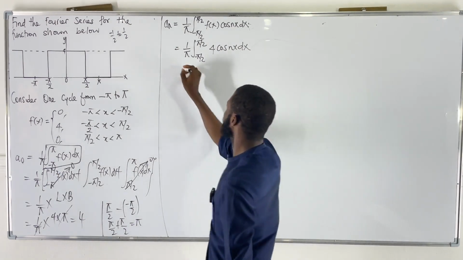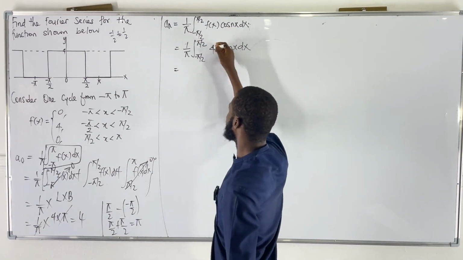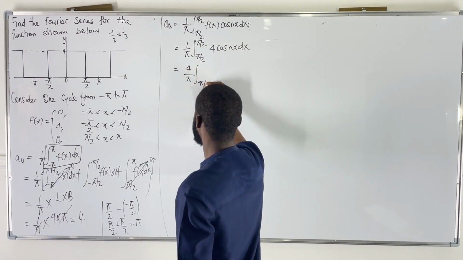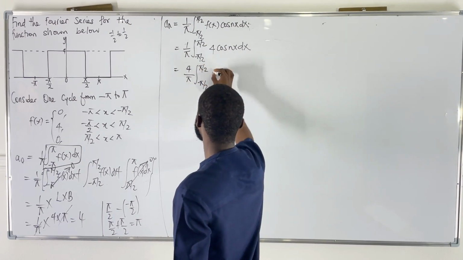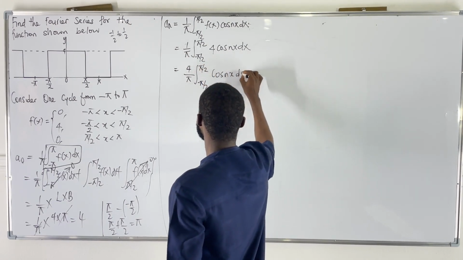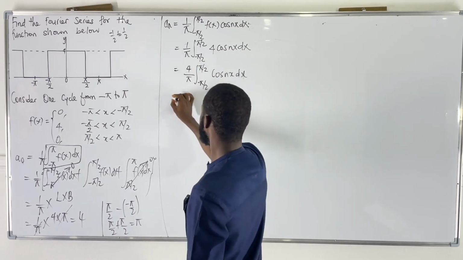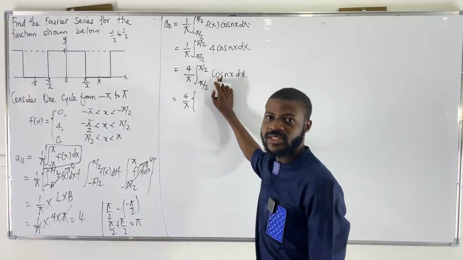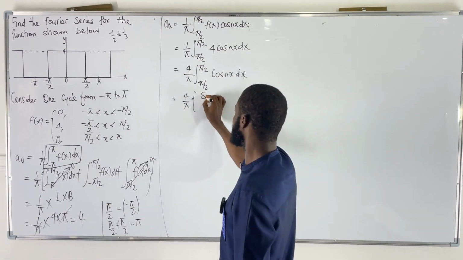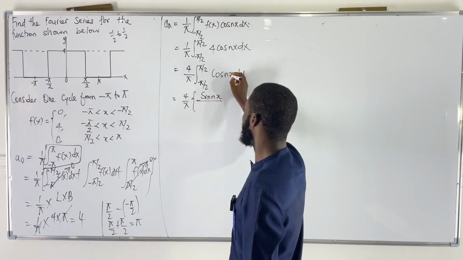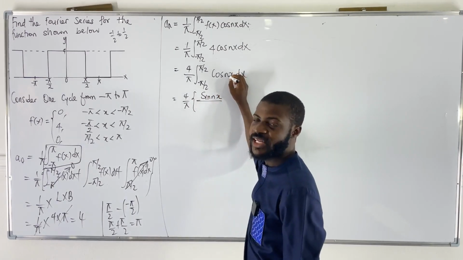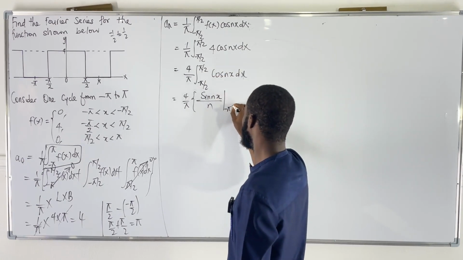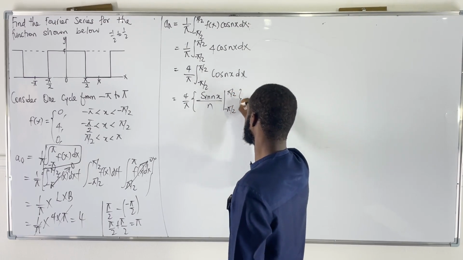Well, let's proceed. Now, this 4 can come outside. Let me bring out the 4 as a constant. So this is 4 over pi integral from minus pi over 2 to pi over 2. What will be remaining is cos nx dx. Now let's integrate cosine. If you integrate cosine, you have sine. So this will be sine nx divided by this angle nx, differentiate the angle nx, you have n. And then you put in your limits, minus pi over 2 to pi over 2.